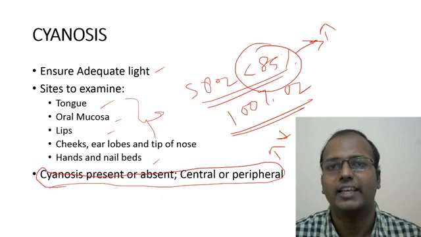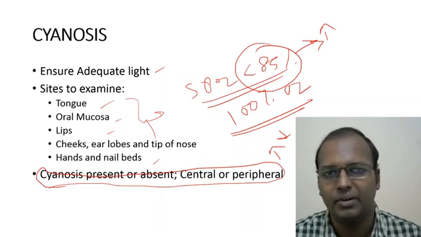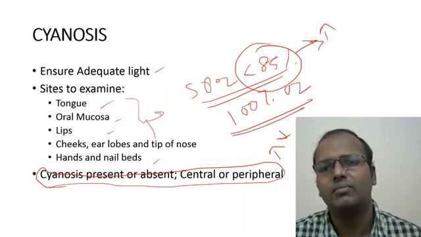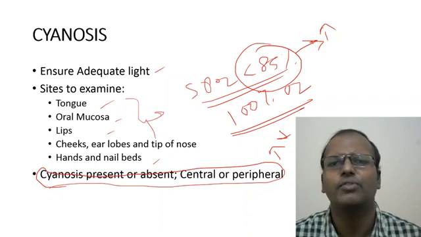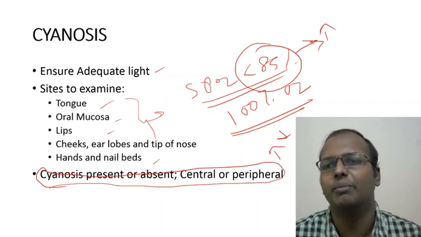If you give 100% oxygen in a patient with central cyanosis, it improves. But in peripheral cyanosis, this will not happen. In peripheral cyanosis, the saturation can improve after warming the extremities. Basically, it is peripheral cyanosis because of vasoconstriction in a patient with shock, so if you warm the extremities, there will be vasodilation and the saturation will improve.